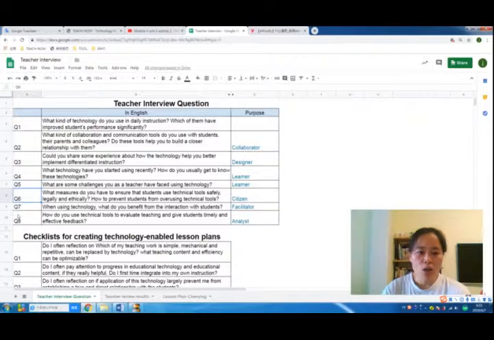Question 6. What measures do you have to ensure that students use technical tools safely, legally, and ethically? How do you prevent students from overusing technical tools? Question 7. When using technologies, what do you benefit from the interaction with students? Question 8. How do you use technical tools to evaluate teaching and give students timely and effective feedback?